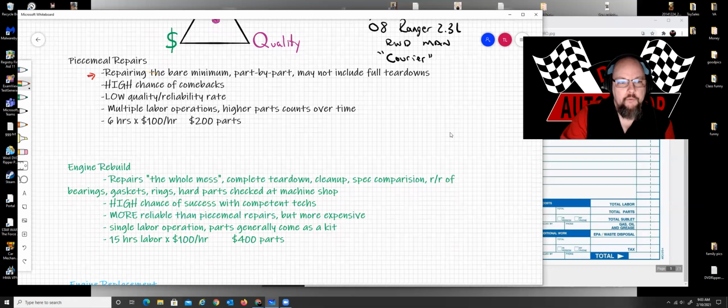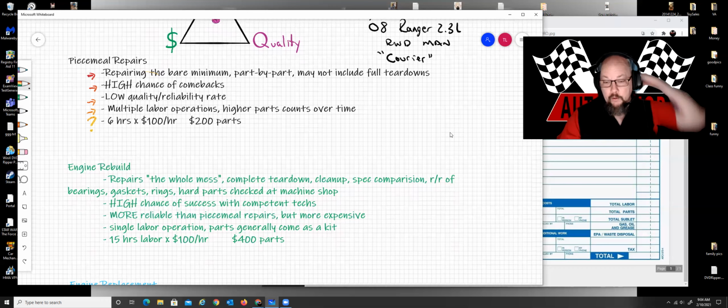So these piecemeal repairs, they also have a high rate of comeback. There's a low quality and reliability rate overall for the repair. Multiple labor operations, higher parts counts over time, okay? So to start off, maybe you start off with 6 hours at $100 an hour, $200 in parts, but you don't know how this is going to stack up over and over and over again into other repairs, okay? So you compare this great question of how far and how deep does this go compared to other repairs.